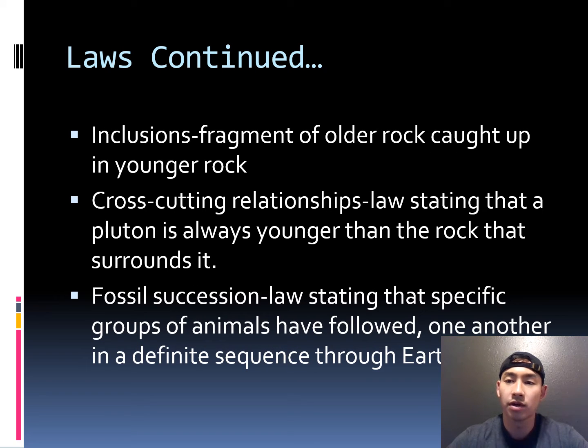And to continue on with the laws, we have inclusions, cross-cutting relationship, and fossil succession. Inclusions is where we have an older rock that's caught up in a younger rock. If you recall from the igneous lab, some of our volcanic rocks had crystals or older rock fragments inside of them, and they were ejected out of the volcano together. So the volcanic rock itself formed when it was ejected out of the volcano.